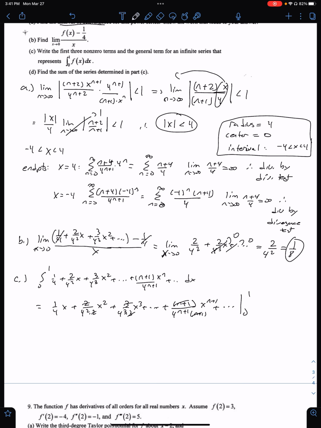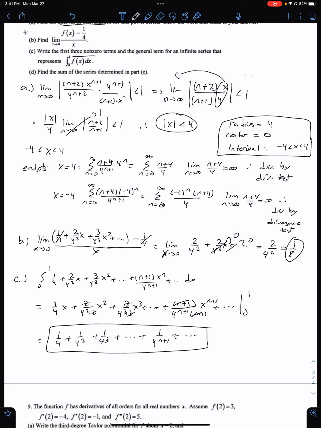I'm going to evaluate that from 0 to 1. If I just plug in 1, I don't have to worry about the zeros. We just get 1/4 plus 1 over 4 squared plus 1 over 4 cubed, and we only wanted the first 3 non-zero terms, plus ... And for our general term, plug in a 1 here, plug in a 1 here, and we would get 1 over 4 to the n plus 1, plus ... Don't forget that. And there we have it. Very easy to do.